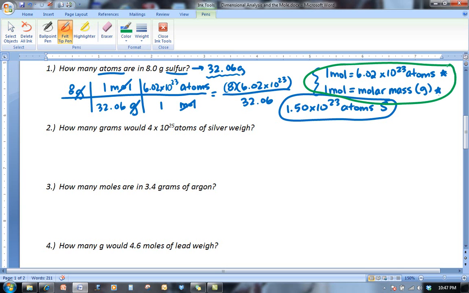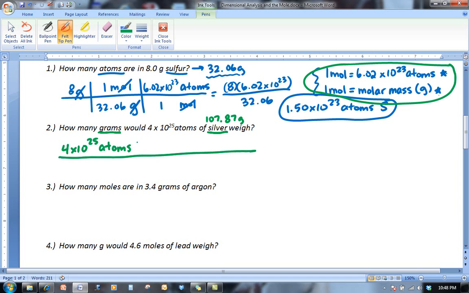How many grams would 4 times 10 to the 25th atoms of silver weigh? Well, again, since I've got grams in the problem, this is what we're looking for now, is grams. I know that I'm going to need the molar mass of silver. So look on your periodic table. You should see that the molar mass of silver is 107.87 grams. So just like with any other problem, go ahead and start with what you're given. You have 4 times 10 to the 25th atoms.